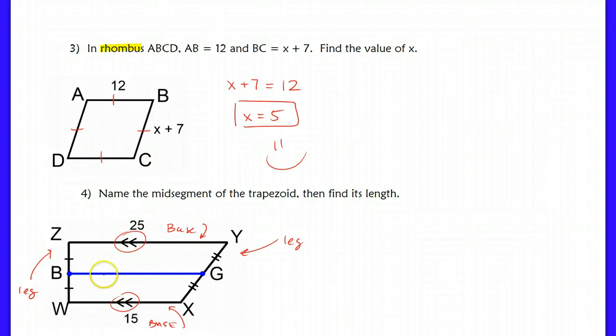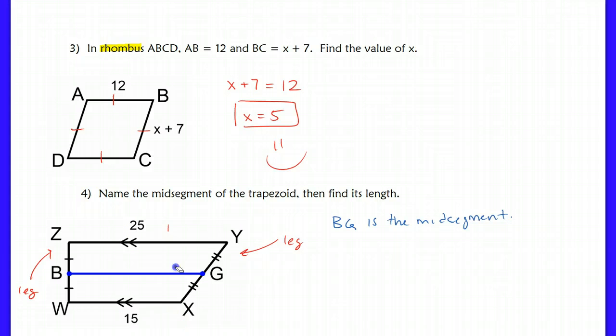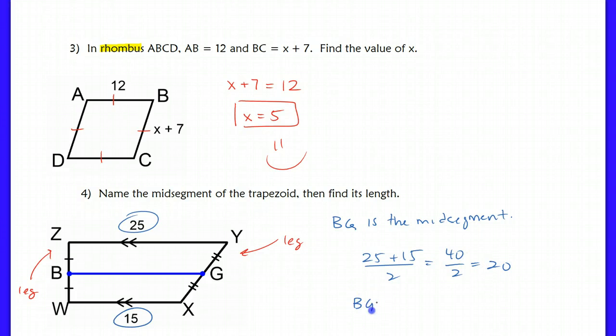Now, I already have this segment in blue. I kind of wanted to reiterate the color here so that you can see it, but that's how you would find the midsegment. So BG is the midsegment, and to find its length, remember all we have to do is add the two bases. So we're going to add 25 and 15, and then we cut that in half. So we have 25 plus 15, which is 40, divided by 2, and that gives me that BG is equal to 20. So BG is the midsegment, and BG's length is 20.